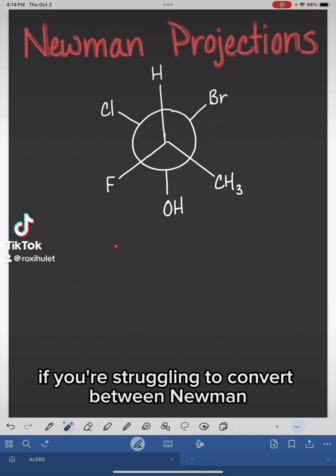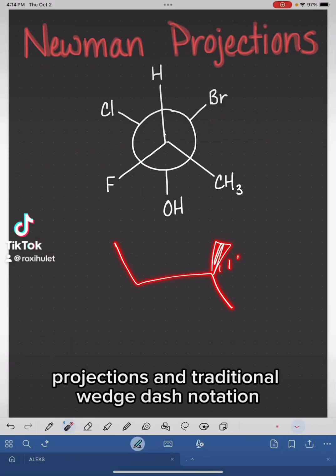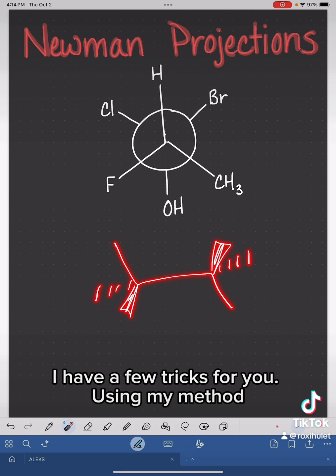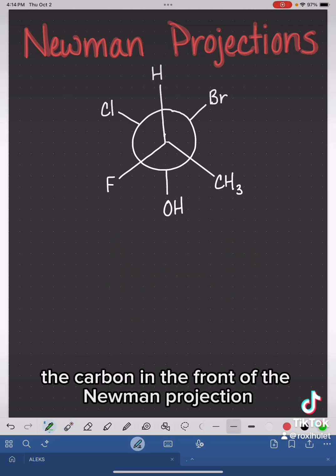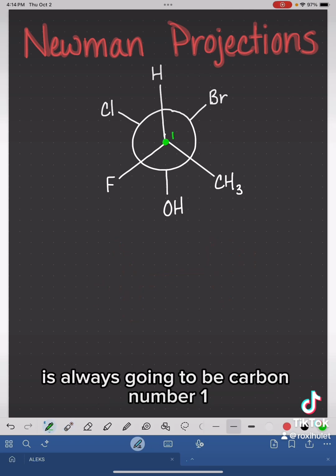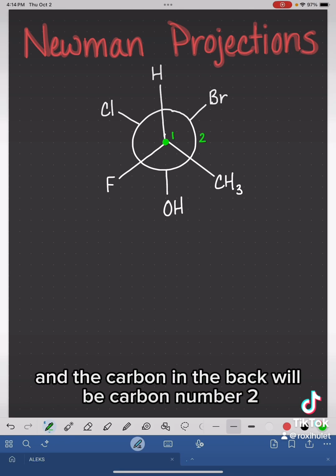If you're struggling to convert between Newman projections and traditional wedge dash notation, I have a few tricks for you. Using my method, the carbon in the front of the Newman projection is always going to be carbon number 1, and the carbon in the back will be carbon number 2.